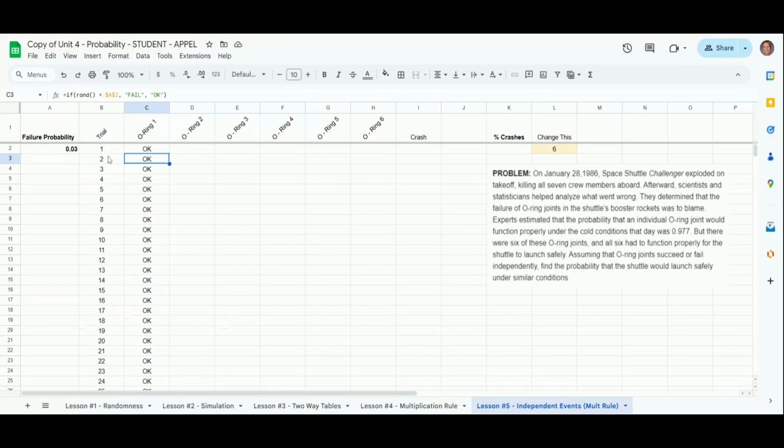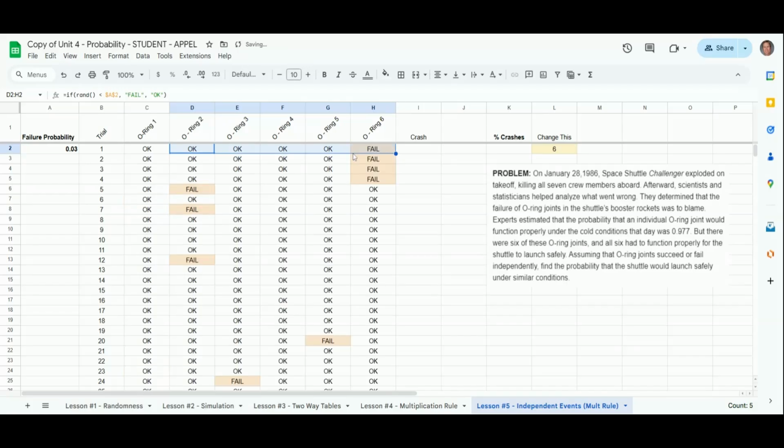We want the same idea here. We just are going to now drag that across to all of our ones, and then we can actually double click and apply that down. And now what we have is all of these O-rings and looking at that probability to see what happens if they fail. If we change this to another number, we should see that things update. And so what we want to know is basically if any of these have failed, we want to see what happens. That if any of them fail, then that is a crash.